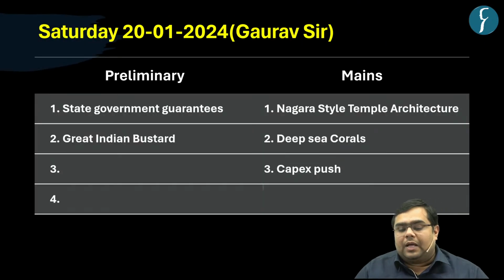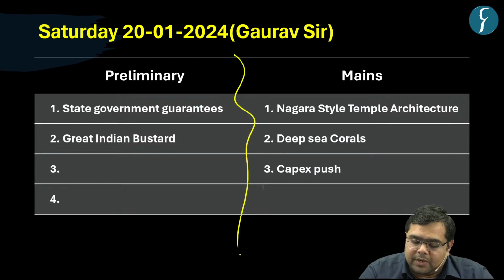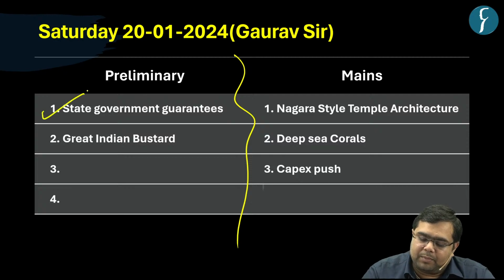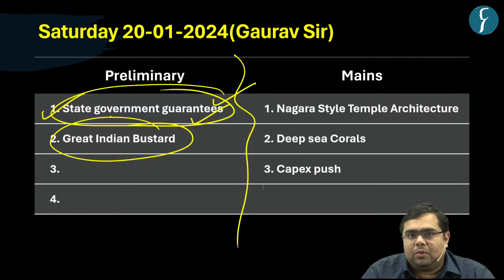Finally, coming to the last day, that was Saturday, just before this particular day. From the preliminary standpoint, we took two topics. The first one was with respect to state government guarantees. An interesting note or research paper that was published by the RBI a couple of days ago inspired this article. And then the second article was with respect to the Great Indian Bustard.